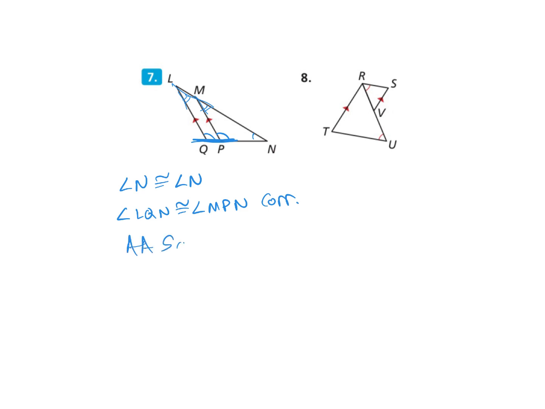Angle similarity is the reason that we can say triangle LQN, the bigger one, is similar to triangle MPN because of the angle similarity theorem. So we have two angles that are congruent.